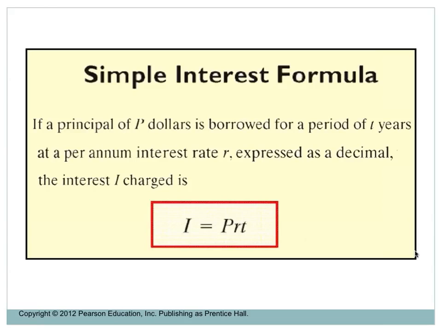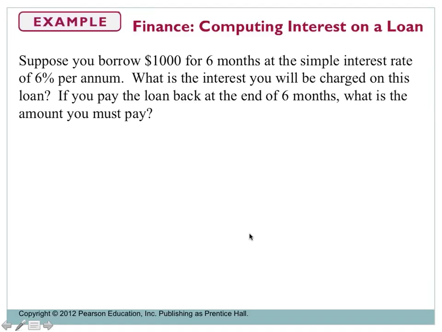So one thing you need to know is this simple interest formula here. If you have a principal of P dollars and it's borrowed for a period of T years at an annual interest rate of R, which is always going to be expressed as a decimal, then the interest is just found by taking the principal times the rate times the time.